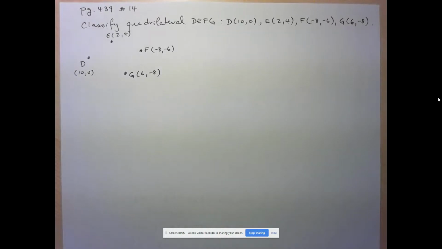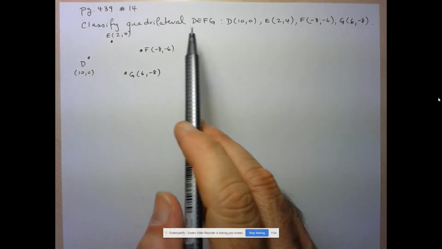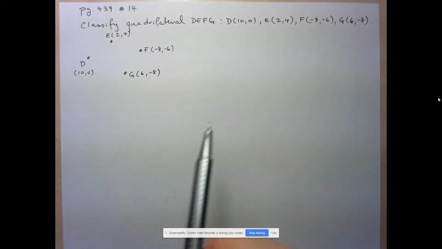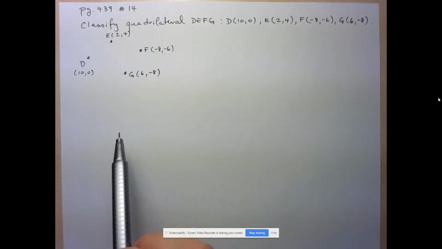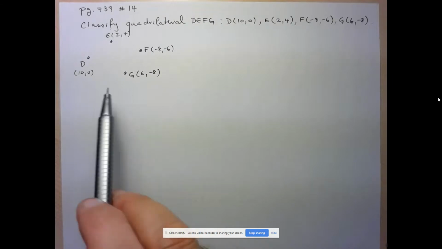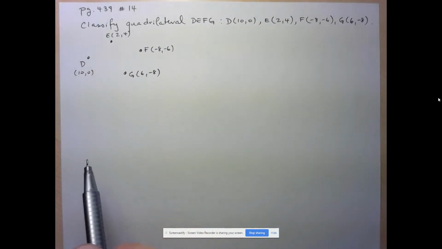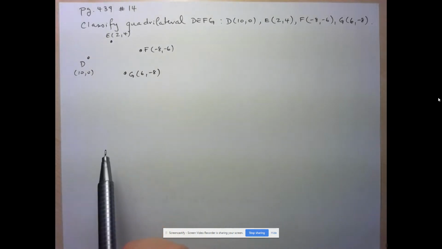Hi folks, we're going to take a look at number 14 on page 439. They're asking us to classify this quadrilateral DEFG with these coordinates. Now I've drawn here just a diagram of these four coordinates, and you'll notice I make no effort to be exact with where these things are because I'm just going to use this as a guide.